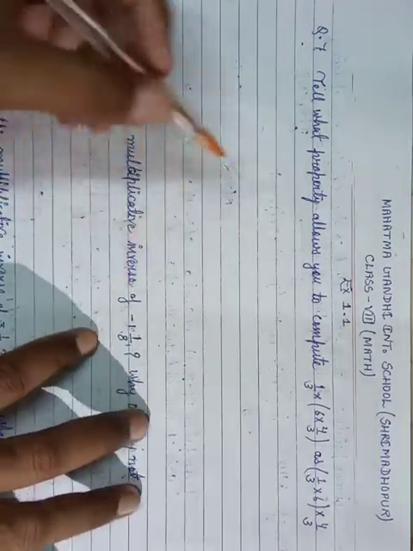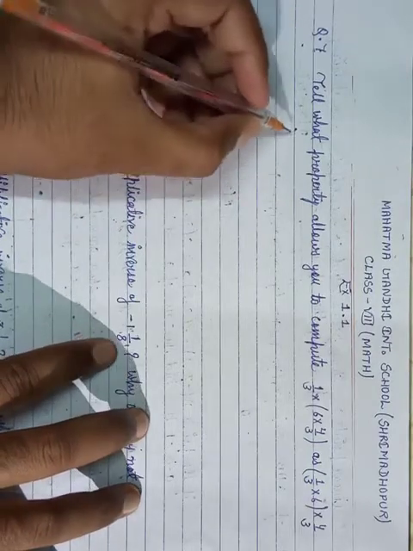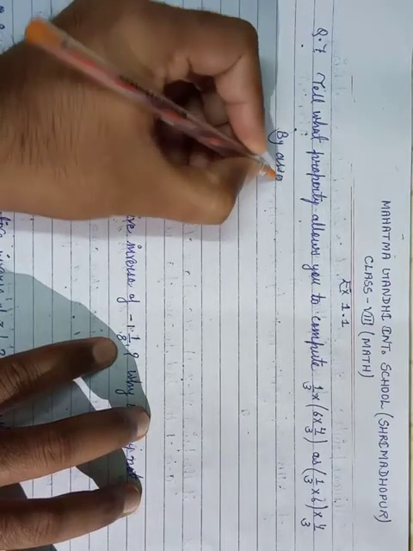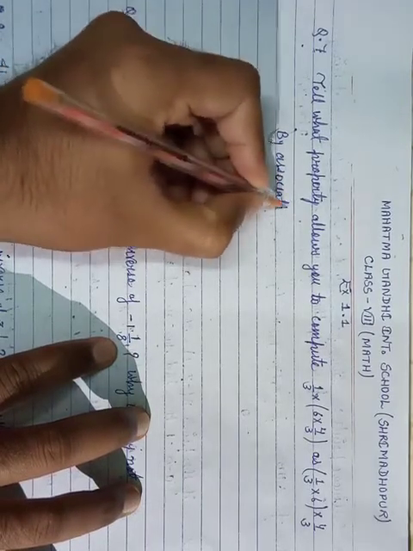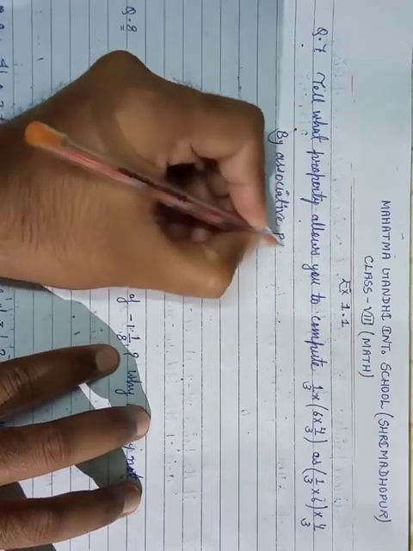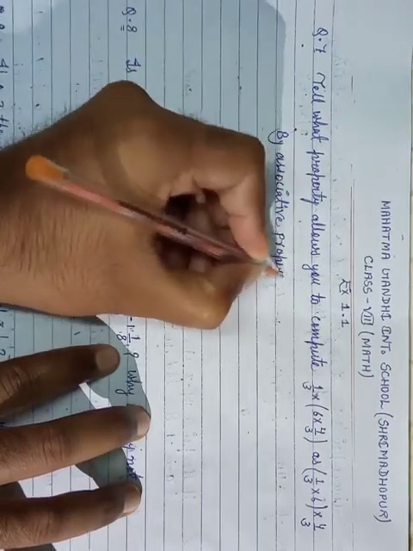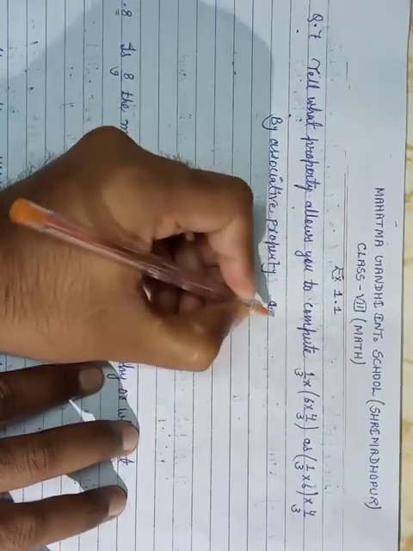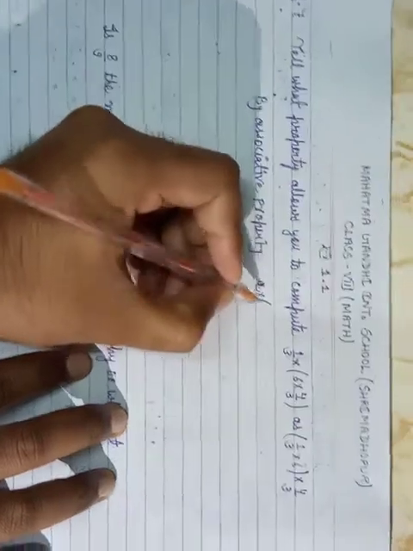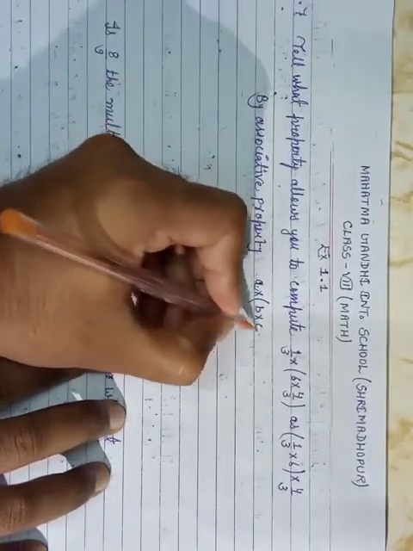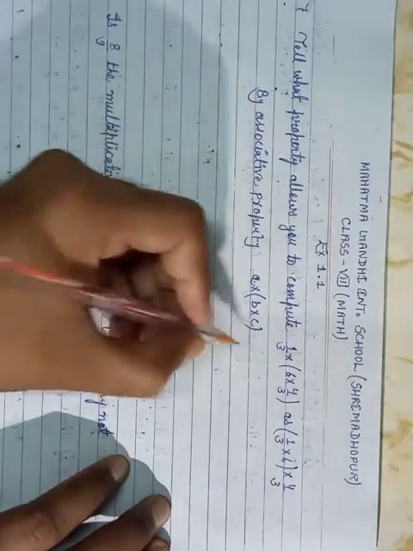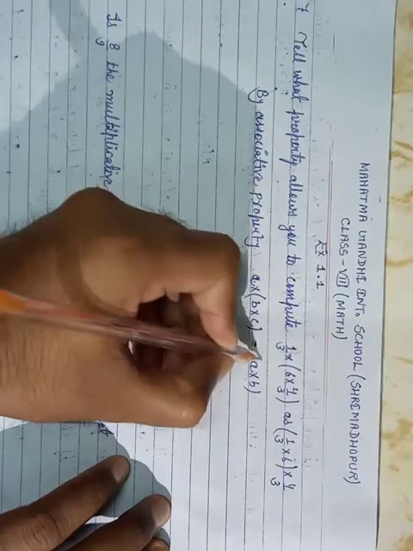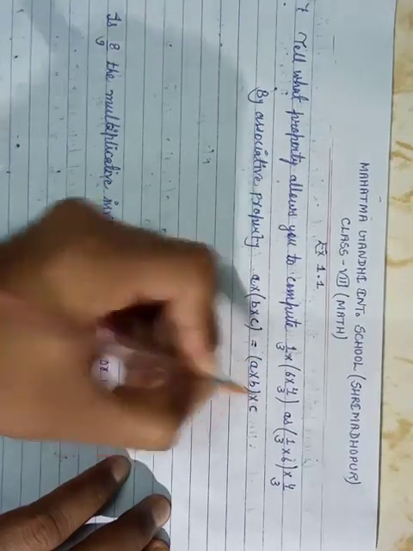You have to remember that by the associative property, we can write that A outside of the bracket and inside the bracket B into C will be equal to A into B inside the bracket and outside the bracket C.